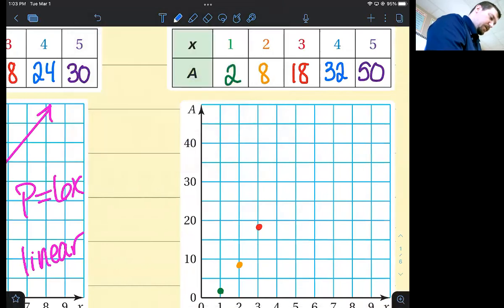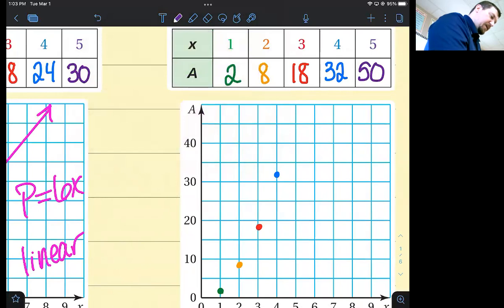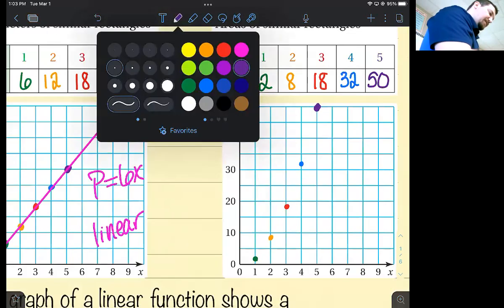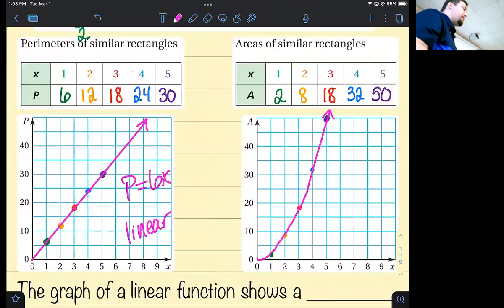432. Somewhere there. And then 550. An actual point that meets at a nice spot all the way up here. And if I graph this one, we're going to see it again starting at the origin. It's going to have to start there because if I don't have a width, I don't have an area. It looks like that.